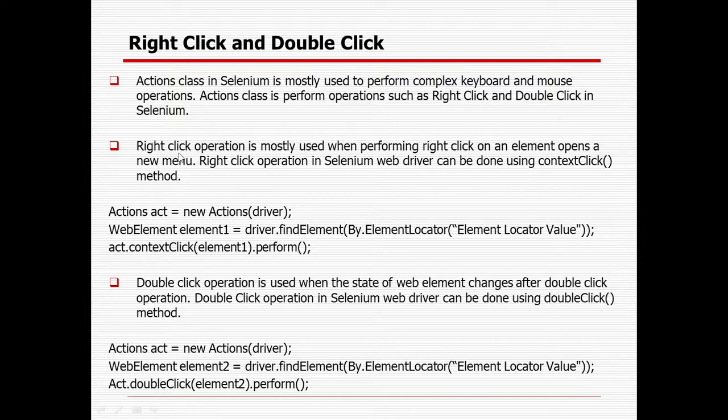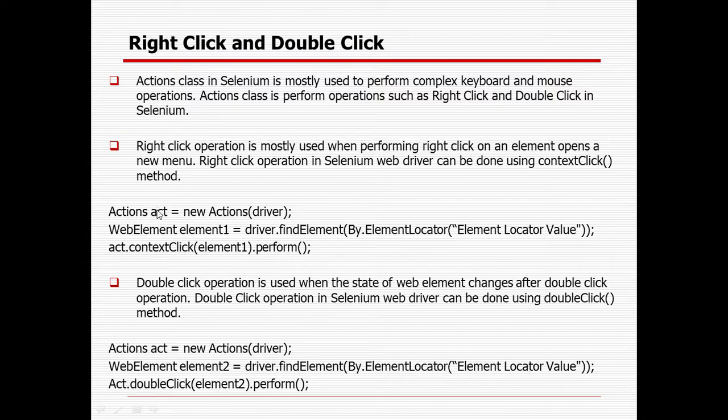So what is right click? Right click operation is mostly used when performing a right click on an element opens a new menu. Whenever you right click, there will be a lot of menu options under that, and you need to select one, so you can perform this operation. Right click in Selenium WebDriver can be done using the contextClick method. You need to use the Actions class already available in the Selenium jar file.